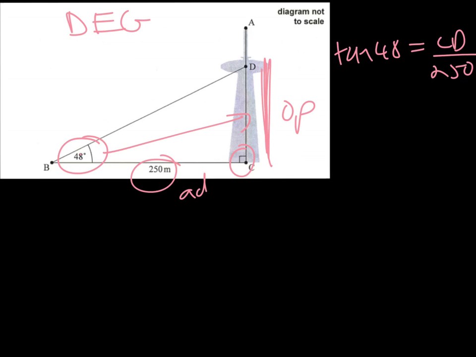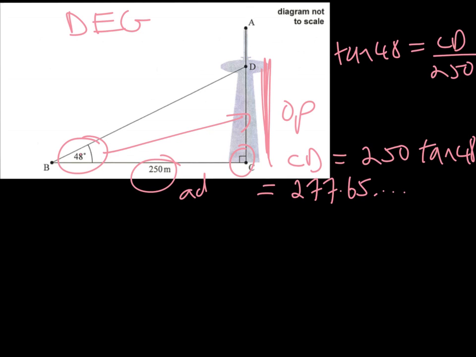So in order to work out CD, I am going to do 250 multiplied by tan 48 degrees, and if I do that I get an answer of 277.65 something or other, which is going to give me an answer of 278 meters to 3 significant figures.